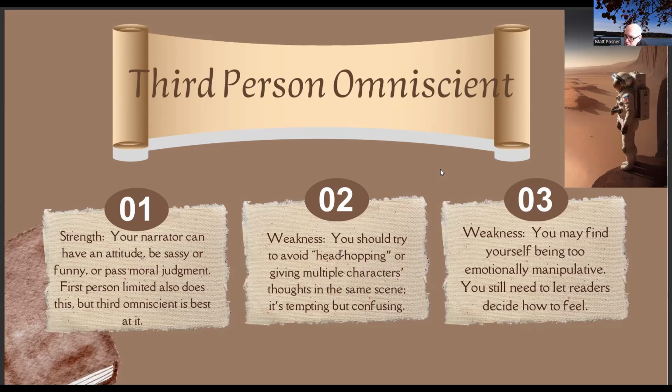There are a couple of weaknesses. One of them is that in third person omniscient, you might be tempted to create what most people consider a mistake, that is head hopping, moving between the thoughts of multiple characters in the same scene. This is tempting because it expands narrative possibilities, but it causes confusion. Another weakness, you may find yourself being too emotionally manipulative, trying really hard to tell readers how to feel by using your authorial voice. So you want to avoid that.